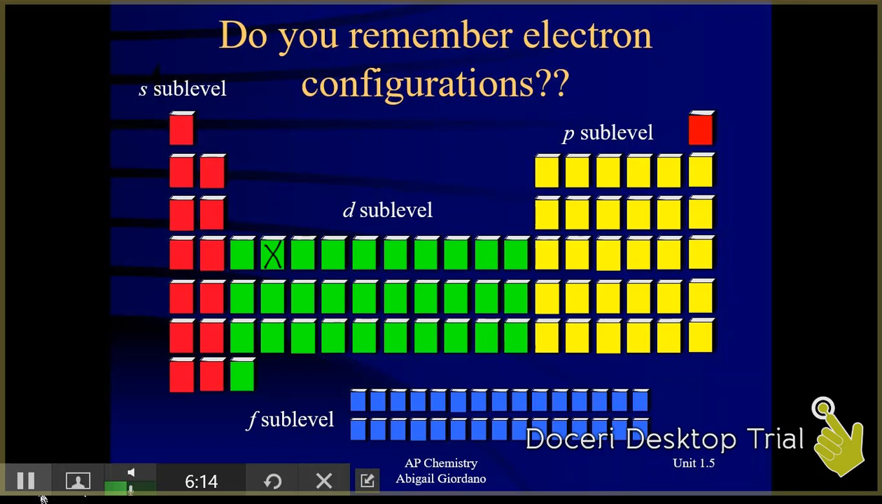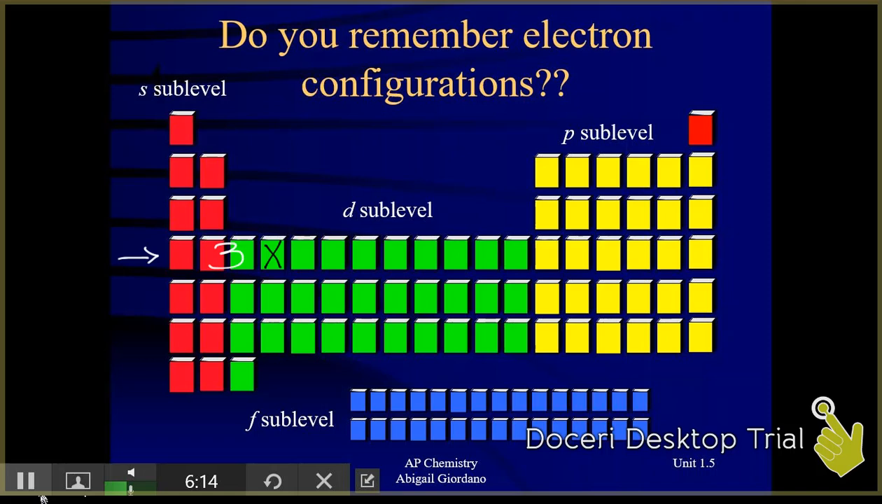Okay, so again, all electron configurations are going to start the same. It starts out 1s2, 2s2, 2p6, 3s2, 3p6. If you're following along with me, I'm at this point, I'm right here. 4s2, be careful, 3d2.